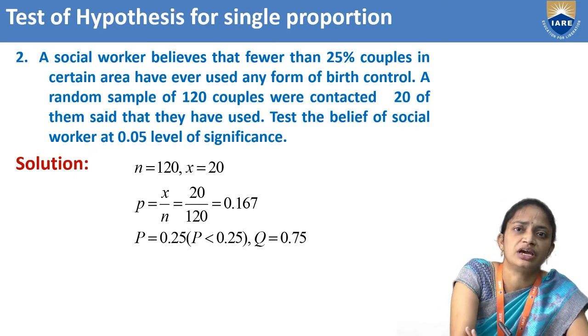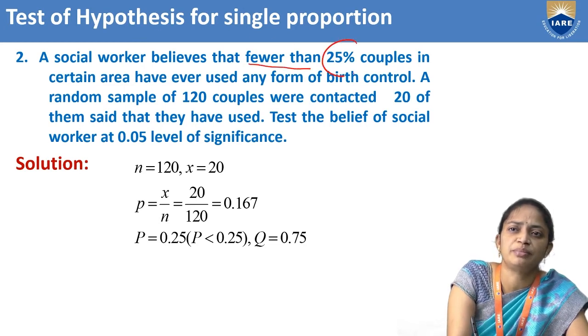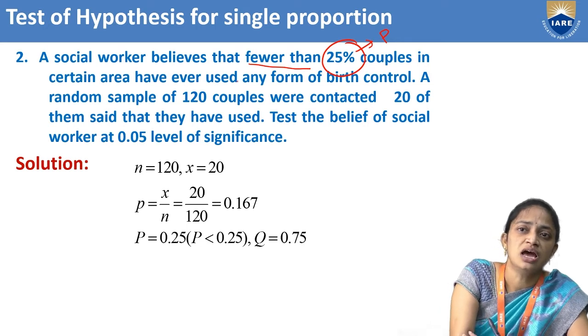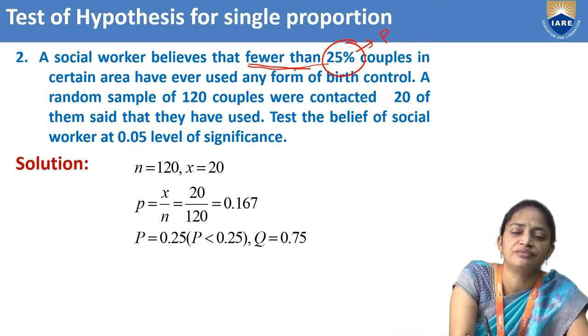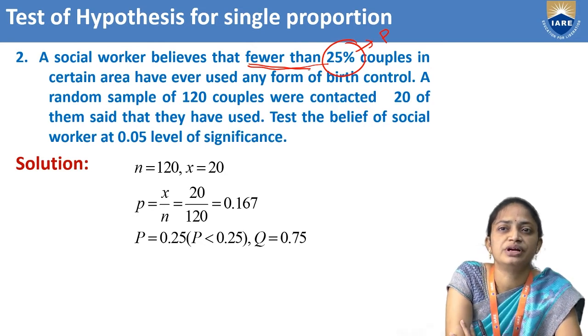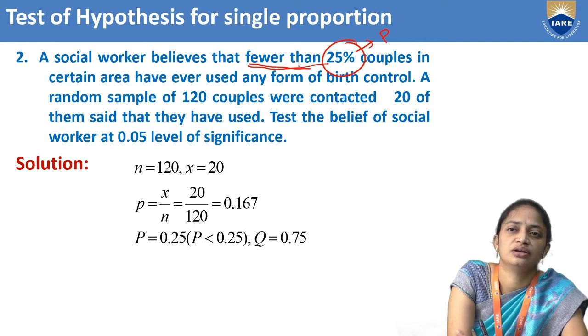So, observe the question carefully. A social worker believes that fewer than 25%. Always, if anything is given in percentages, we can say that it is a population proportion. So the population proportion value is 25%, that means capital P value is 25%. Before that, one word is there, that is fewer than, which means less than, right?